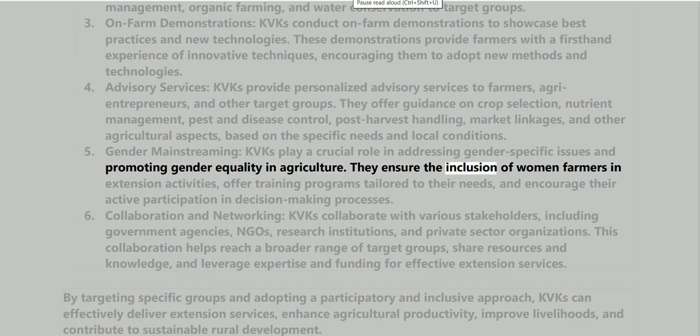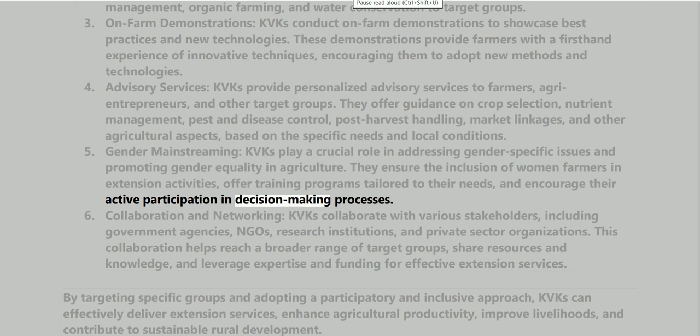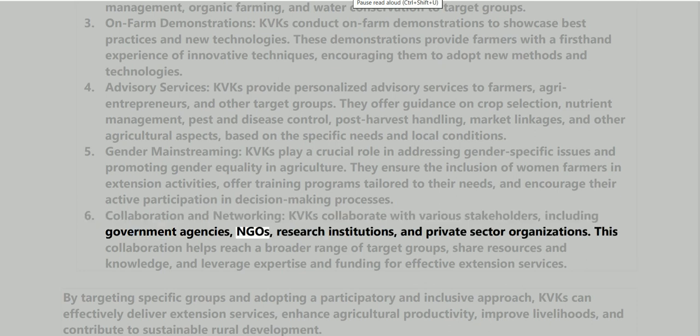They ensure the inclusion of women farmers in extension activities, offer training programs tailored to their needs, and encourage their active participation in decision-making processes. 6. Collaboration and networking. KVKs collaborate with various stakeholders, including government agencies, NGOs, research institutions, and private sector organizations.